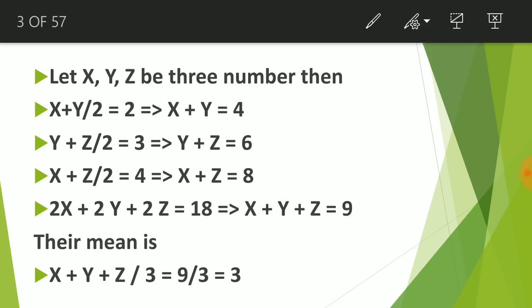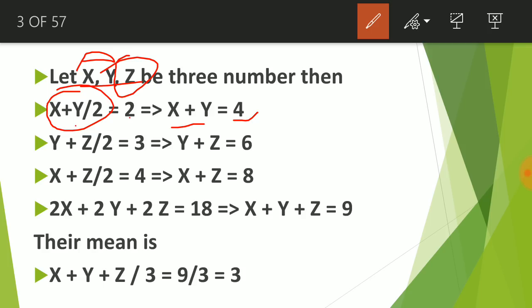Now let us see. x, y, z be the three numbers, and according to the question, the mean of the first two numbers is 2. Mean of the first two numbers is 2 means (x plus y) divided by 2 is equal to 2, and here we will get x plus y is equal to 4. The mean of the last two numbers is 3. It means (y plus z) divided by 2 is equal to 3. So y plus z will give us 6. And the mean of the first and last numbers is 4. So (x plus z) divided by 2 is equal to 4, and x plus z will give us 8.